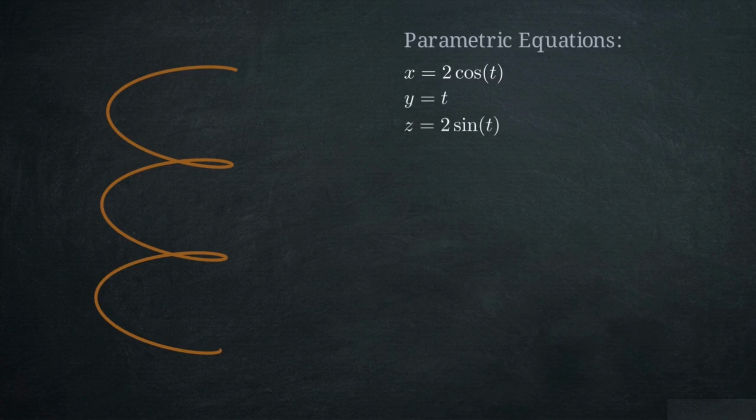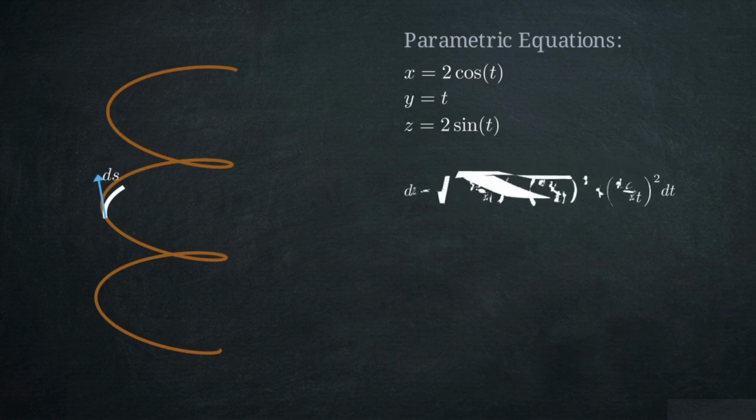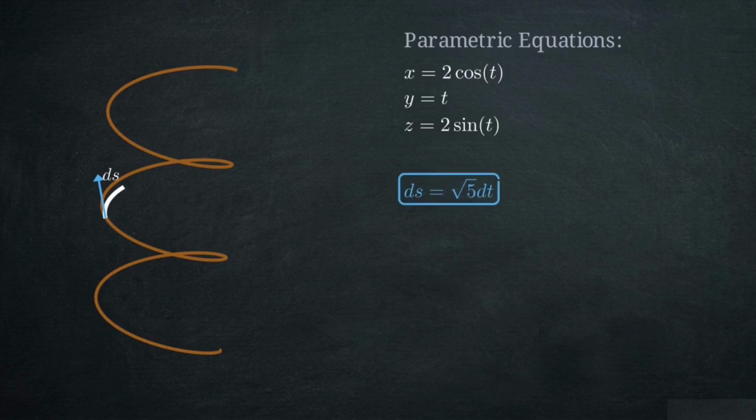To calculate mass, we must isolate the scalar differential element, known as ds. We do this by finding the magnitude of the path's velocity vector. We take the derivatives of our parametric equations, square them, add them together, and simplify. The entire physical curve translates into a simple multiple, the square root of 5 dt.